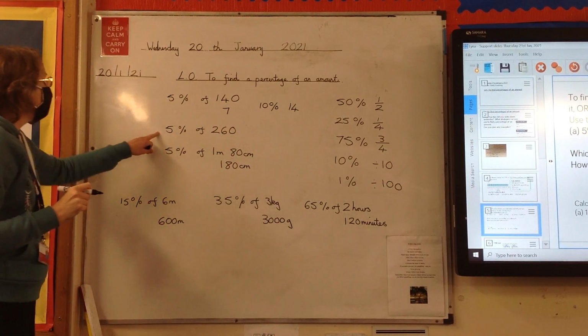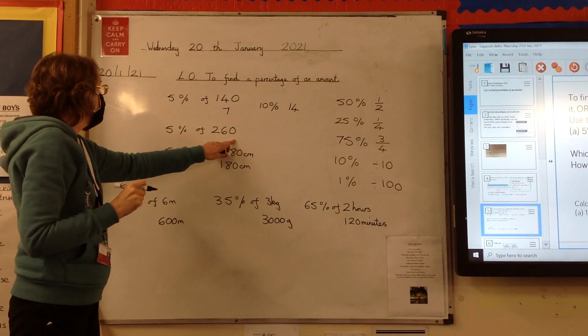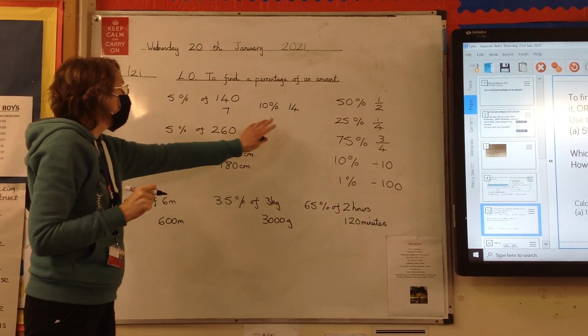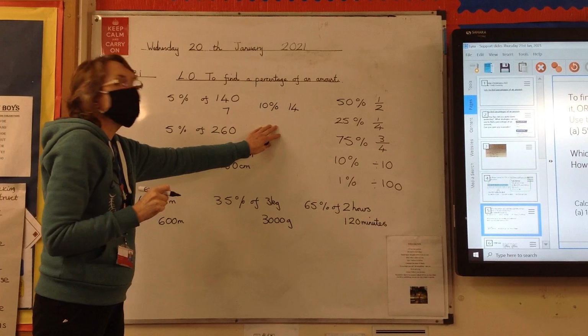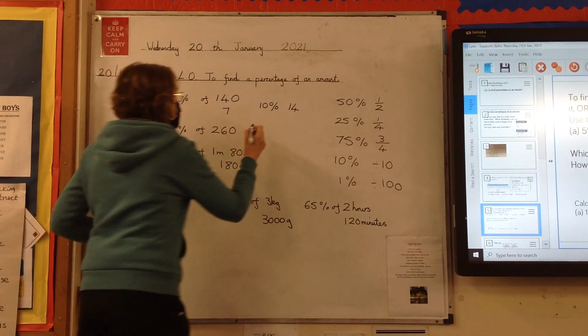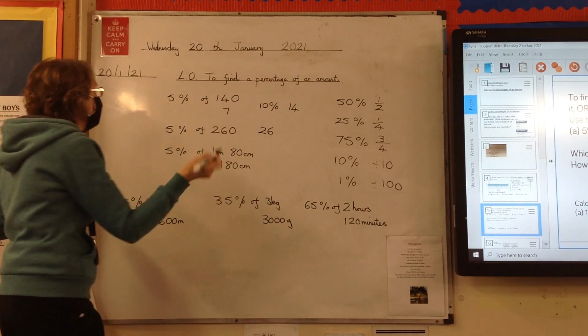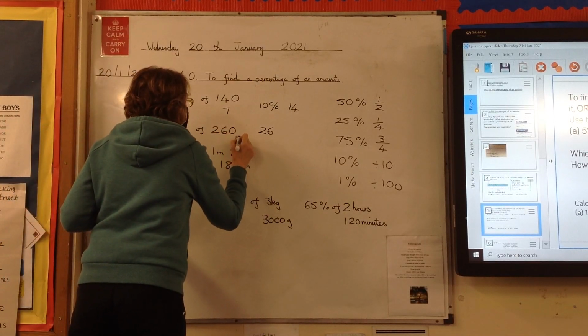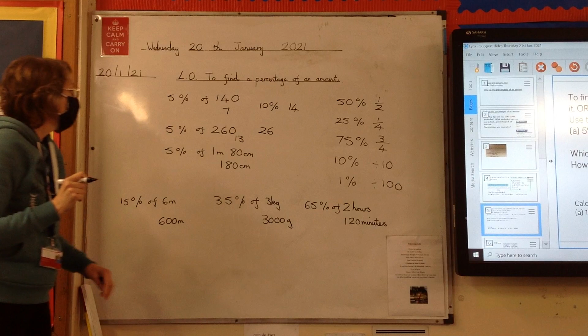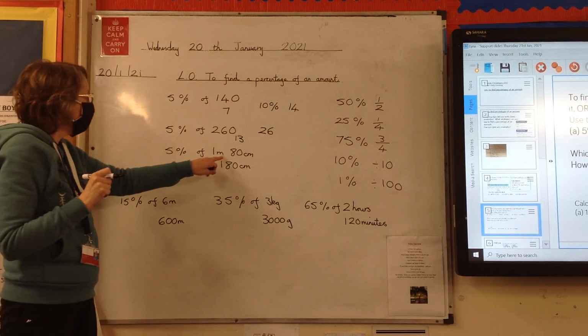Okay. 5% of 260. Use the same method. Find 10%, which will be 26, and then find 5%, which is half of that, which will be 13. Good. Okay. Now, 10% of 1 metre 80.